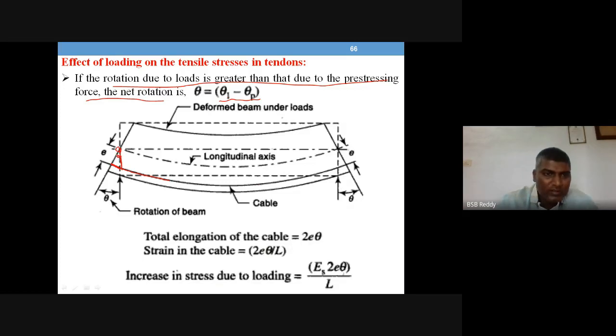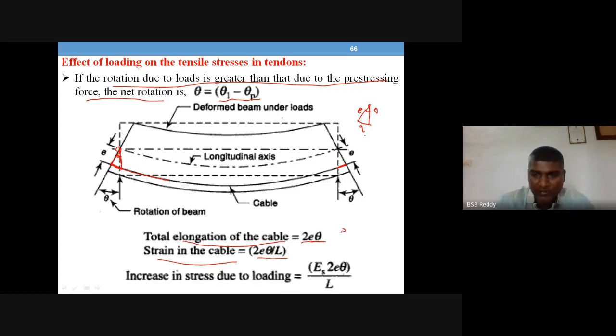So what is that value? This is theta, and this is the eccentricity, E value. The length of the arc is like this: imagine that this is like this and this is rotated. This is theta, the angle of rotation, how much it rotated. This is the eccentricity value, E. So the extra length is nothing but E into theta. That extra length is on both sides, so 2 times E into theta is the total elongation of the cable. Strain in the cable is 2E theta divided by L. So this is the total strain in the cable.